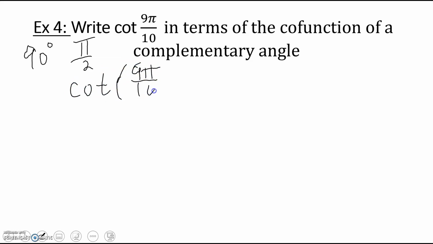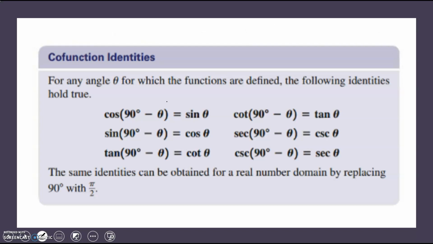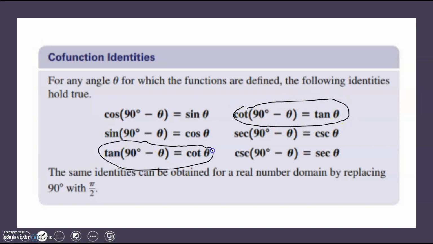And remember, the cofunction to the cotangent is tangent. And if you don't remember, you can go back and look here. So cotangent and tangent, you see they're shared here. And then cotangent and tangent, they're shared here. So we have cotangent of an angle. So cotangent of an angle is equal to tangent of 90 minus that angle.